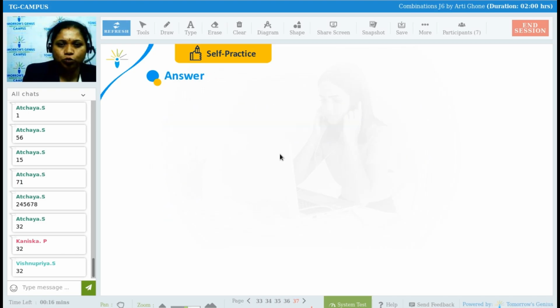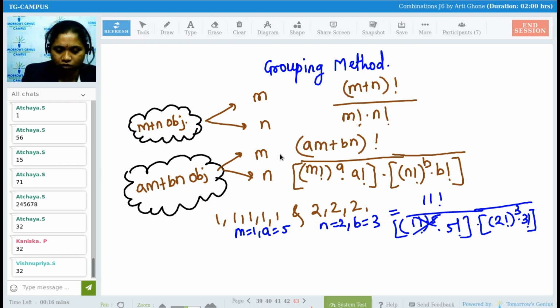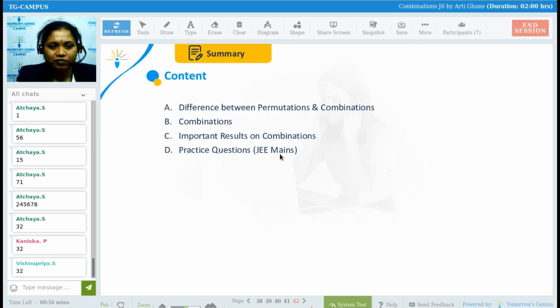Meanwhile, I'll just summarize in 2 minutes only on the screen. Your attention on the PPT first. What we have seen today: the greatest difference between permutations and combinations, then combinations, what are the types of combinations and important results, and hence JEE practice questions. Okay, so have you understood the session? It's clear? Okay.